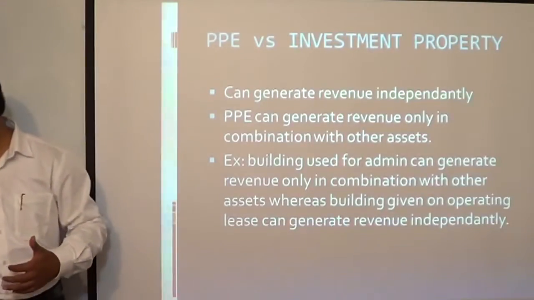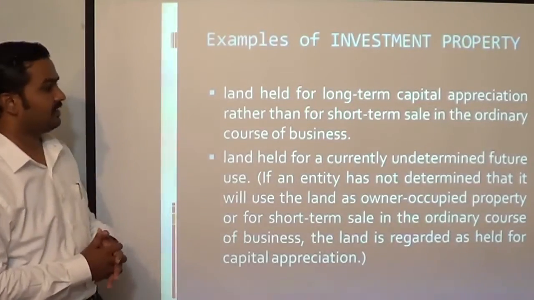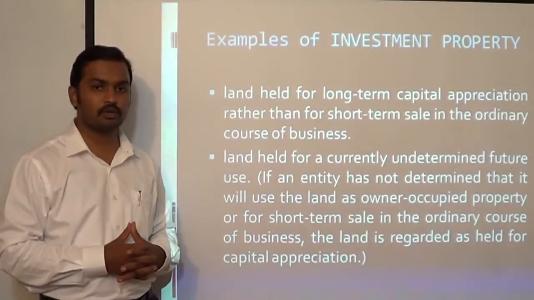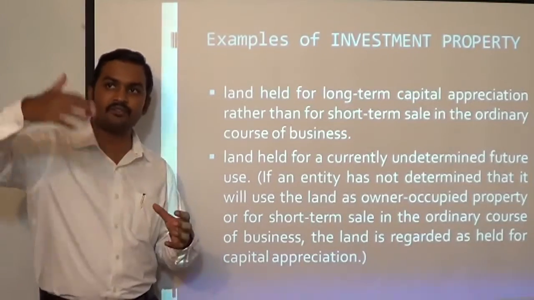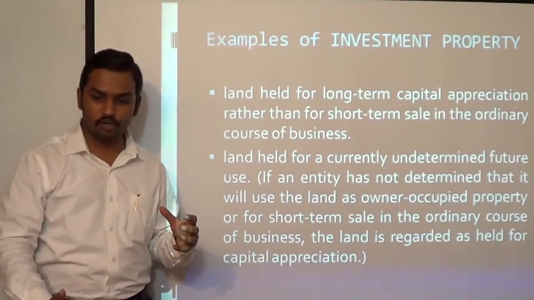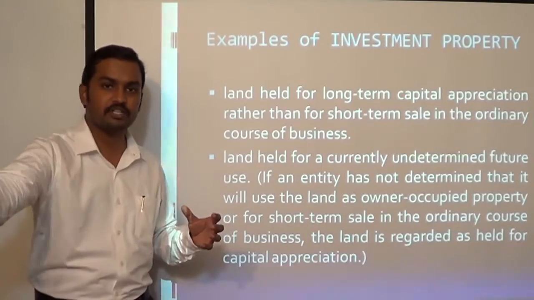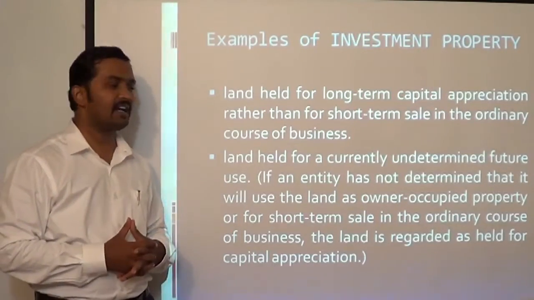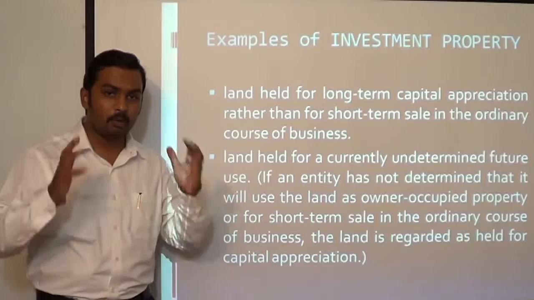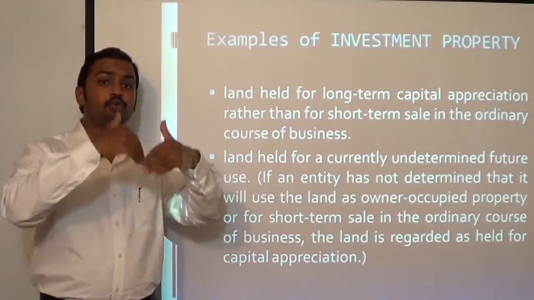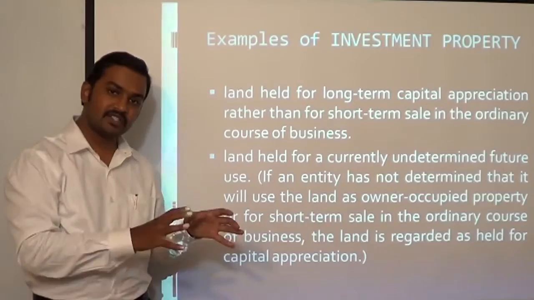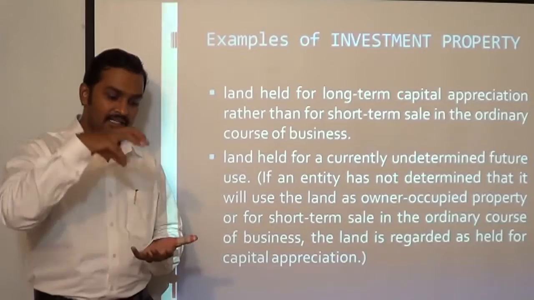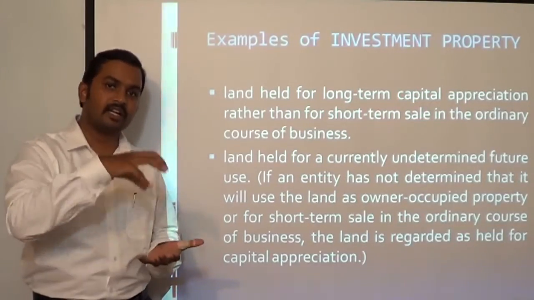Okay. Now, examples of investment property: land held for long-term capital appreciation rather than for short-term sale in the ordinary course of business. You are holding land for long-term capital appreciation, and you are not holding it for sale in the short term. Such land will be an example of investment property. Land held for a currently undetermined future use. You are holding some land, but you have not determined what the use of this land will be in the future. In such cases, such land can also be considered as investment property.